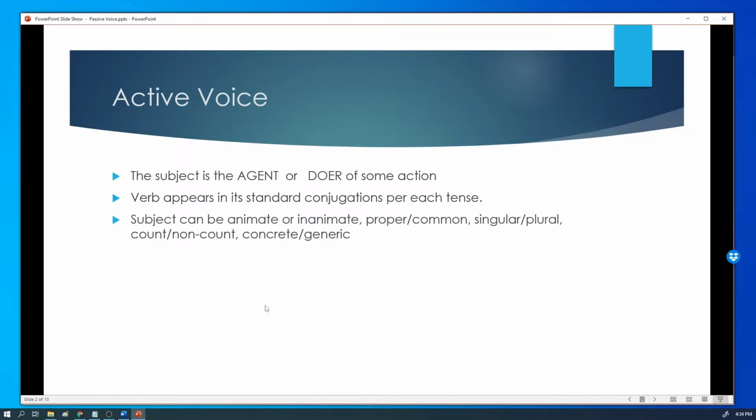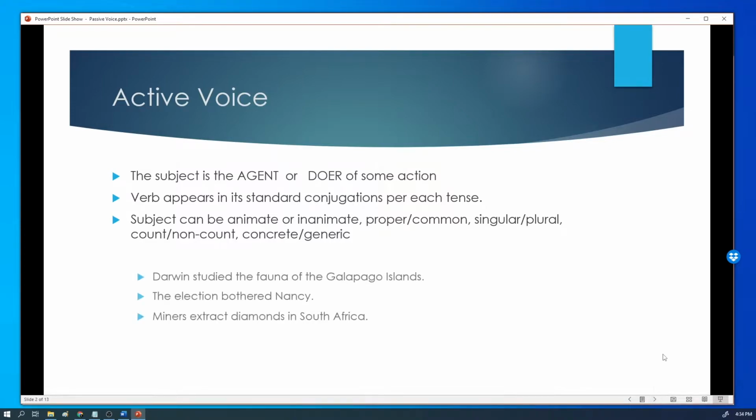The subject can be animate, which means human or animal, or inanimate, which can mean plant or thing or concept. It can be a proper noun, which is the capital letter for the name of a company or a person or place, or it can be a common noun. The noun can be singular or plural, count or noncount, concrete or generic. So basically any type of noun can be the subject in the active voice.